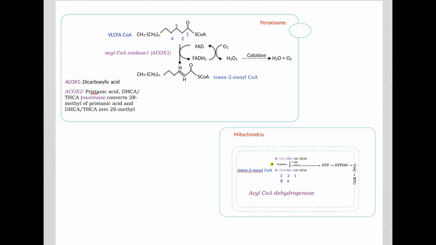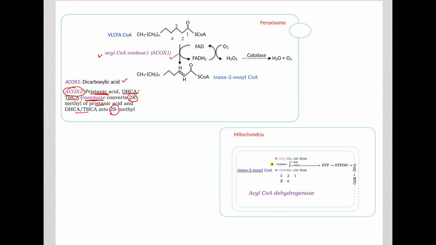For pristanic acid as well as the bile acid intermediates DHCA and THCA, there is another enzyme called ACOX2. So instead of ACOX1, ACOX2 is involved in this reaction for pristanic acid and for the bile acid intermediates. There's also another enzyme that is necessary for pristanic acid and the bile acid intermediates, and this enzyme is racemase, which converts the 2R isomer of these chemicals into the 2S isomer, which is necessary for their metabolism.